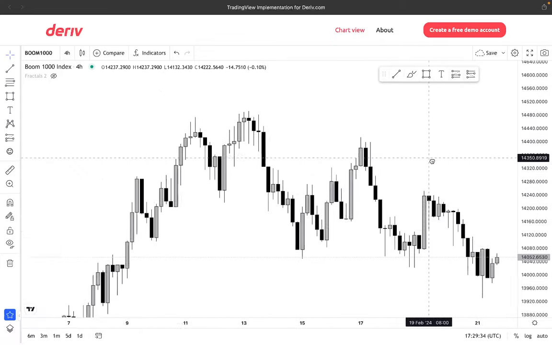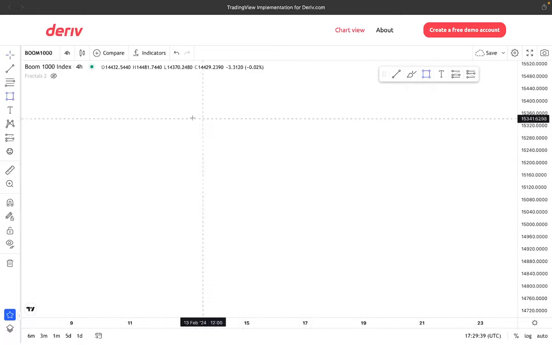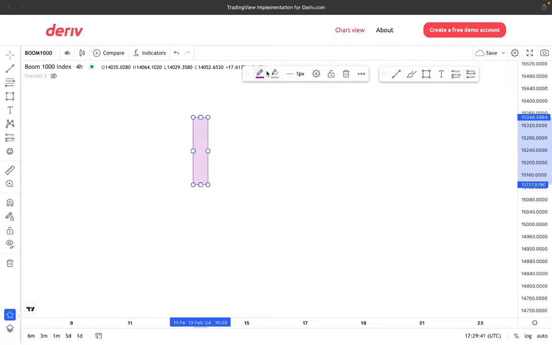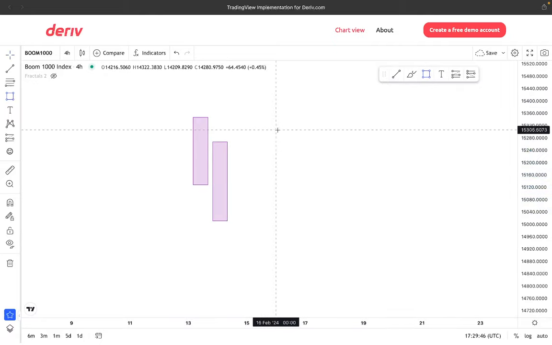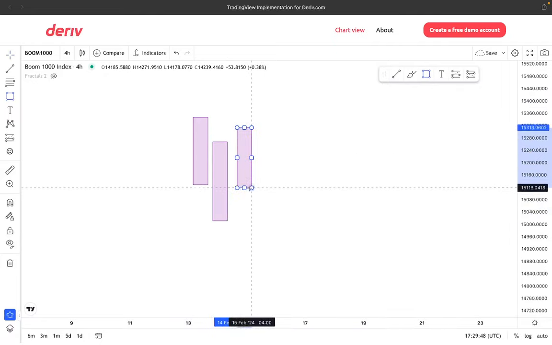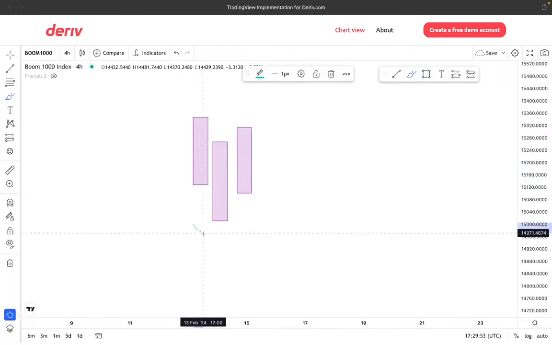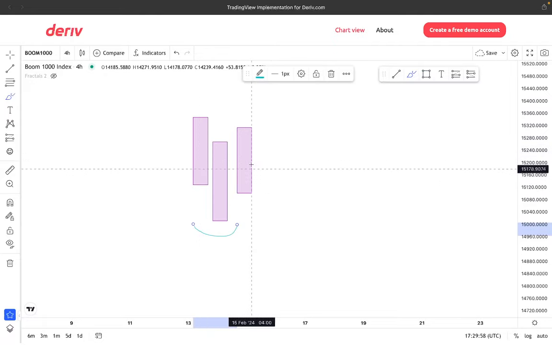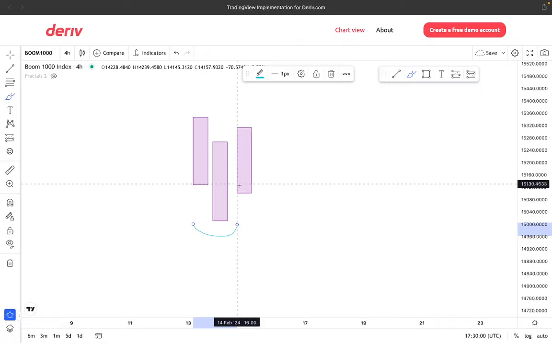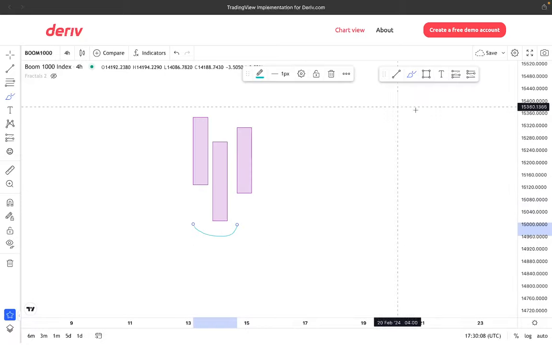Now, what is a fractal high and what is a fractal low? For example, if you have three candles like this, you'll see in this example, this would be a fractal low. The reason why it's a fractal low is because the left-hand side candle and the right-hand side candle are higher than the middle candle, so that's a valid fractal low.